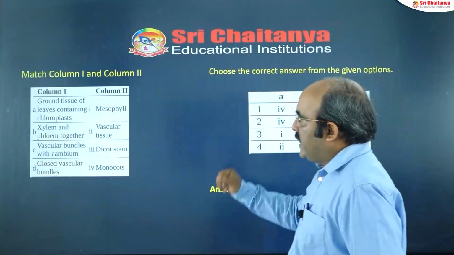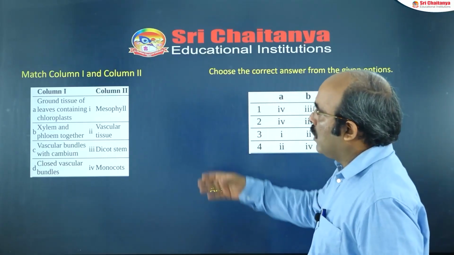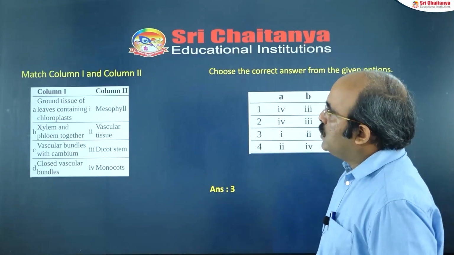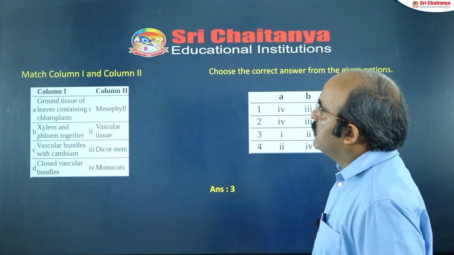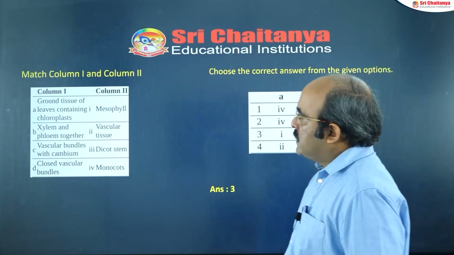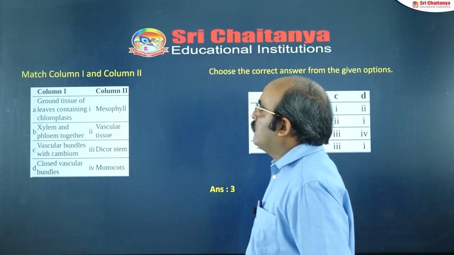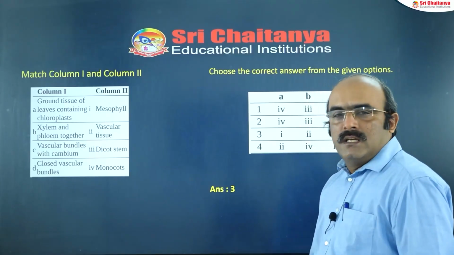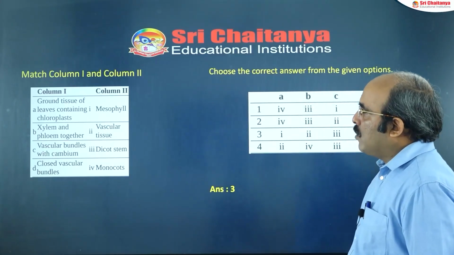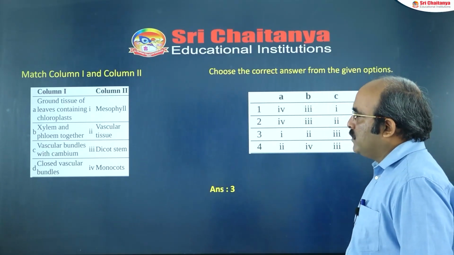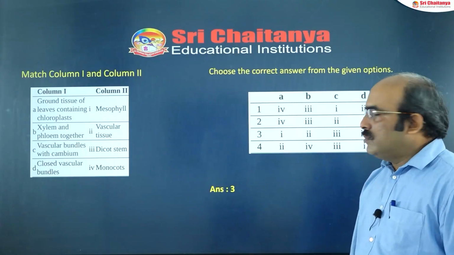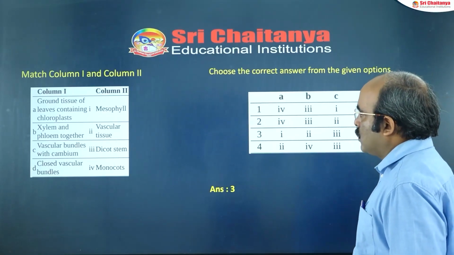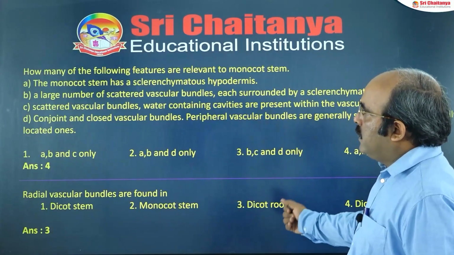Now this is another match the following question, where in column 1 you have the ground tissue of leaves containing chloroplasts, xylem and phloem together, vascular bundles with cambium, closed vascular bundles. In column 2, you have to match the column 1 with column 2 parts like mesophyll, vascular tissue, dicot stem, and monocots.